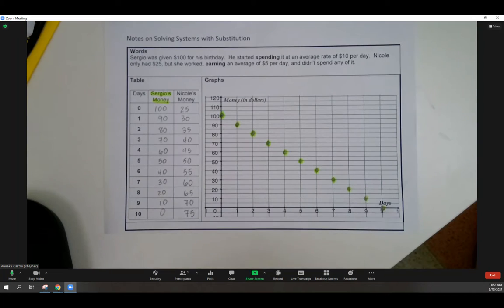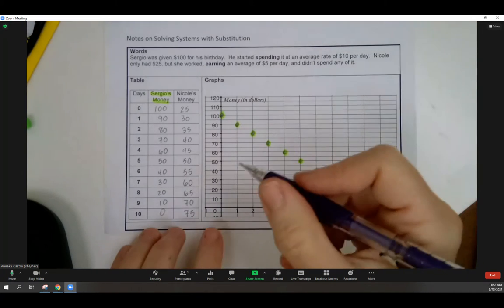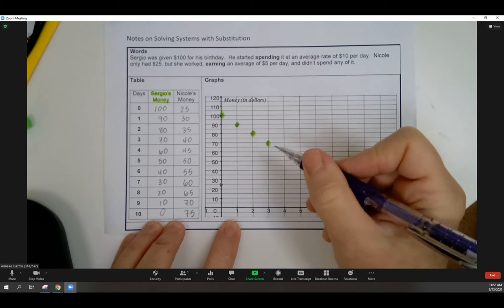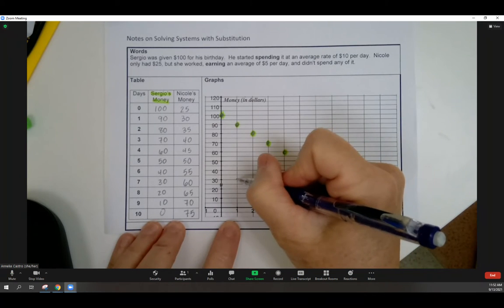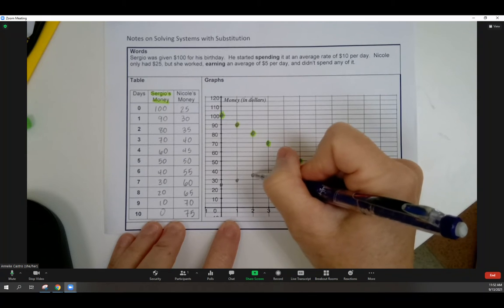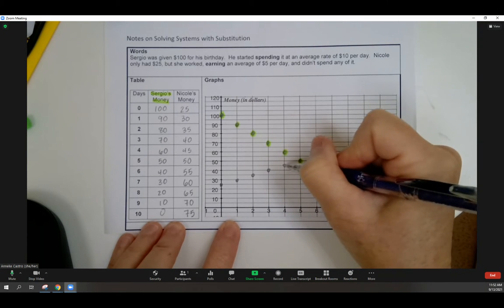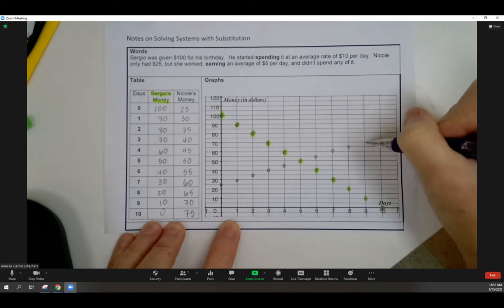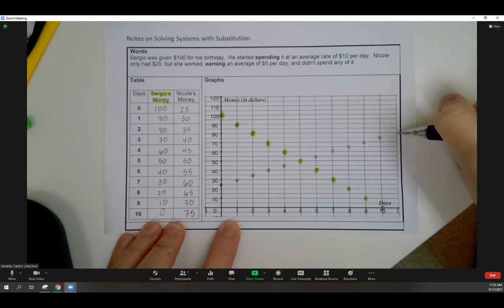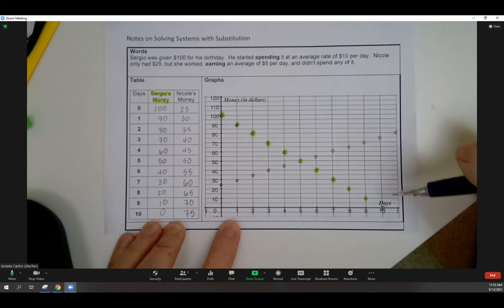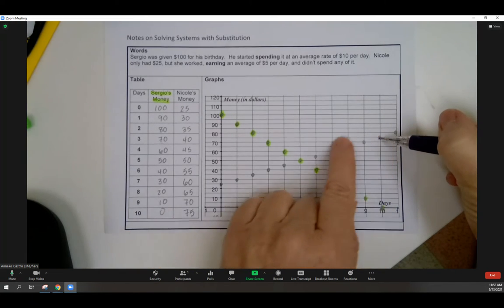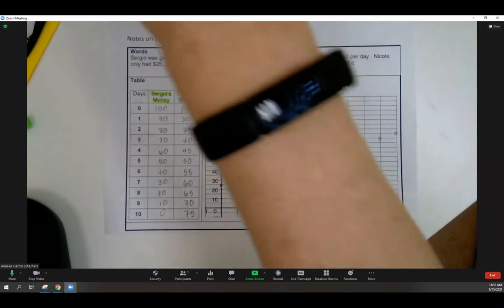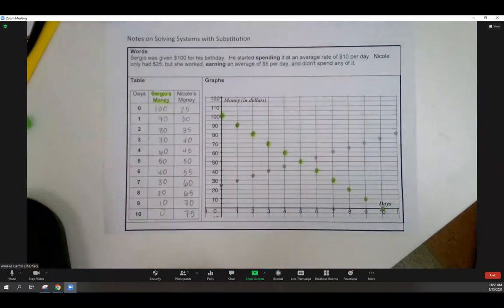Now I'm going to do Nicole's money. On day 0, she has $25. After one day, she has 30. After a second day, 35. Notice hers isn't going up very steeply, but it is going up. And I can keep going all the way across. On day 10, you can see she has 75, which matches my table. And I'm going to put hers in blue.